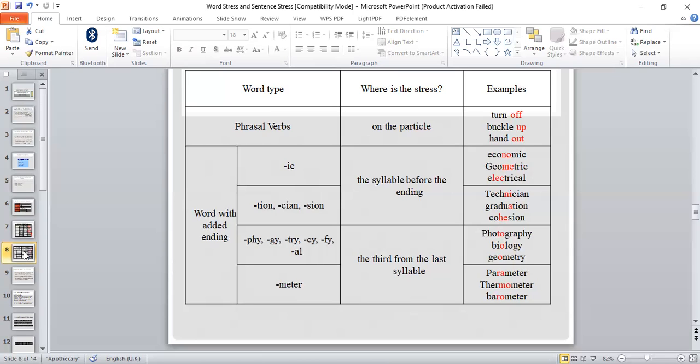Another one is words ending with TION, CIAN, and SION. As you see them exemplified, you see where the stress is placed. So pay attention to this and go over this. There are so many words in the English language, though we may have exceptions. Are you getting it? But that does not mean that these rules will not guide the usual words that we may have.